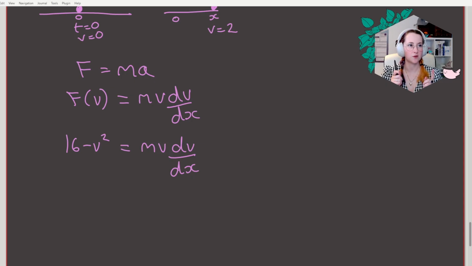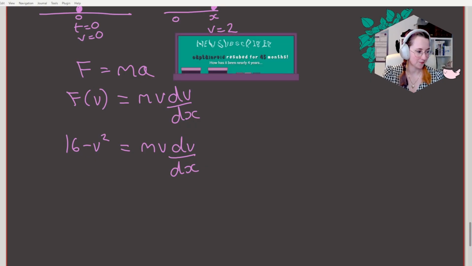Okay, so remember what I said. We can do separable equations if we can get all of the values of v on one side and all the values of x on the other. So we have to take the dx over to the other side, so we're integrating this side with respect to x.